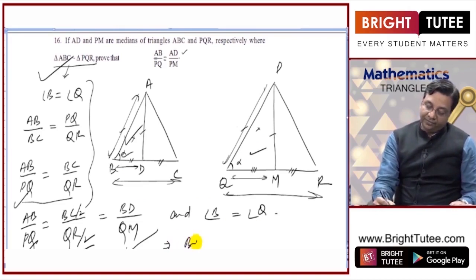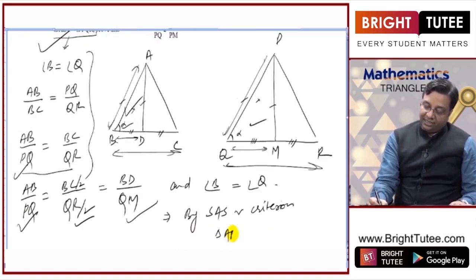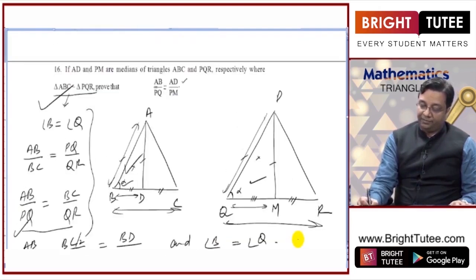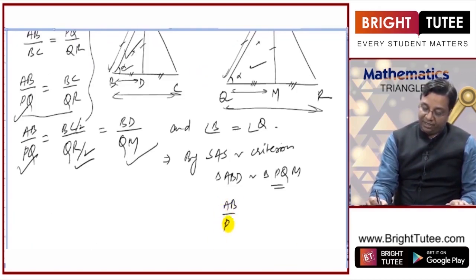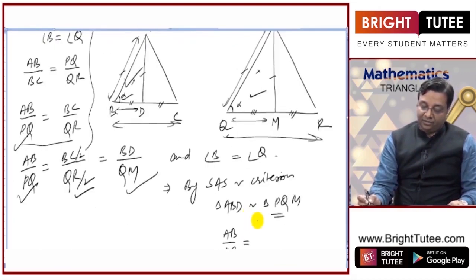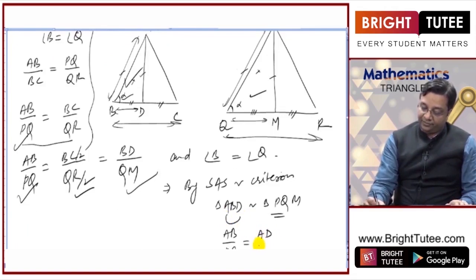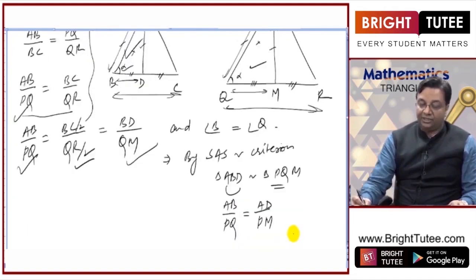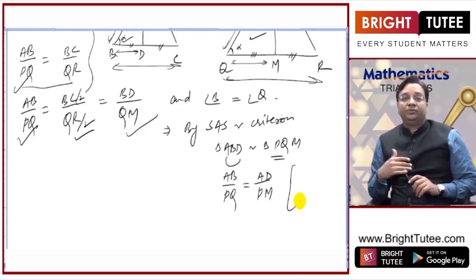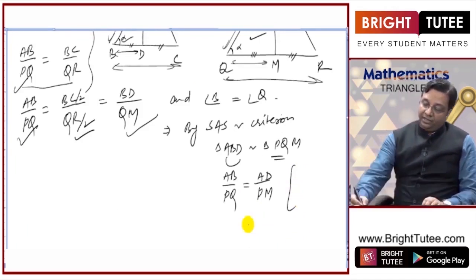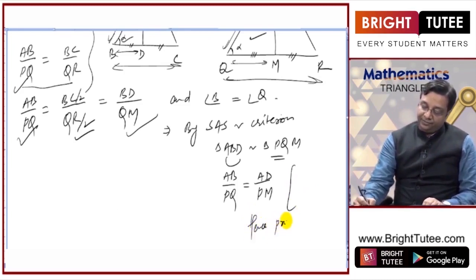Hence, by side angle side similarity criterion, triangle ABD is similar to triangle PQM. Okay, and if these two triangles are similar, then this relation that AB by PQ is equal to AD by PM is true. Why? Because the corresponding sides of two similar triangles are proportional, right? Hence, proved.